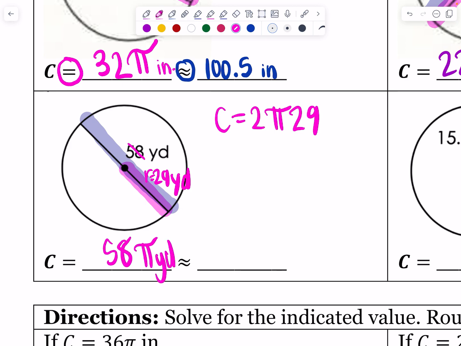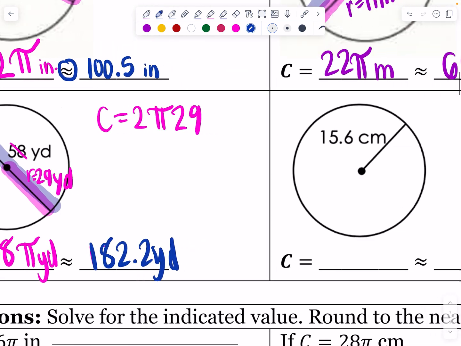What is 58 times pi? Whenever you do 58 times pi, you're going to end up getting, let's see, 58, oh goodness, y'all, I cannot get this to work. There we go. 58 times pi is going to give me 182.2. So that rounds to about 182.2 yards.